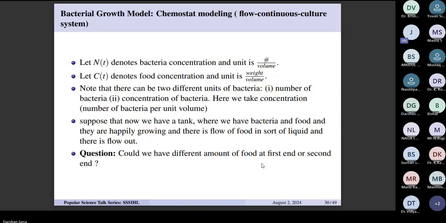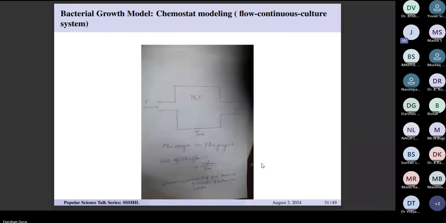Could we have a different amount of food at the first end and the second end? You see, there is a tank, you are supplying food and food is getting out. So the question is this: could we have different amounts of food at the inflow and the outflow? Yes, sir, next slide. This is the question that we want to answer. This is the tank, the flow is coming in, the flow is getting out, and N and C, bacteria and food concentration, are there.